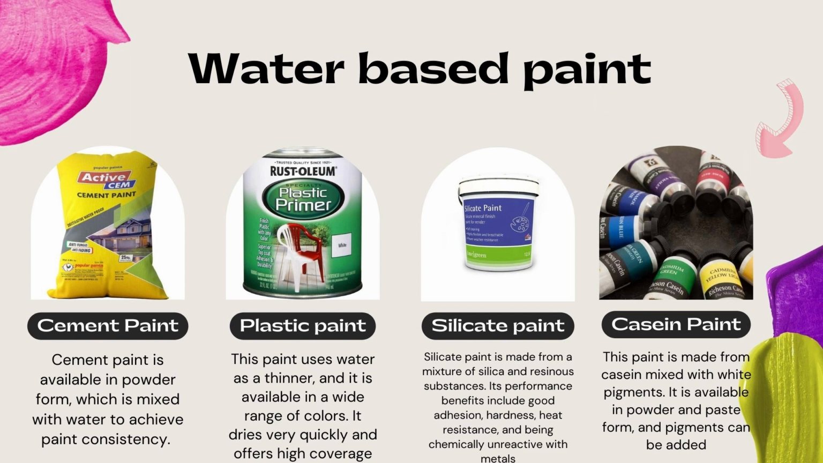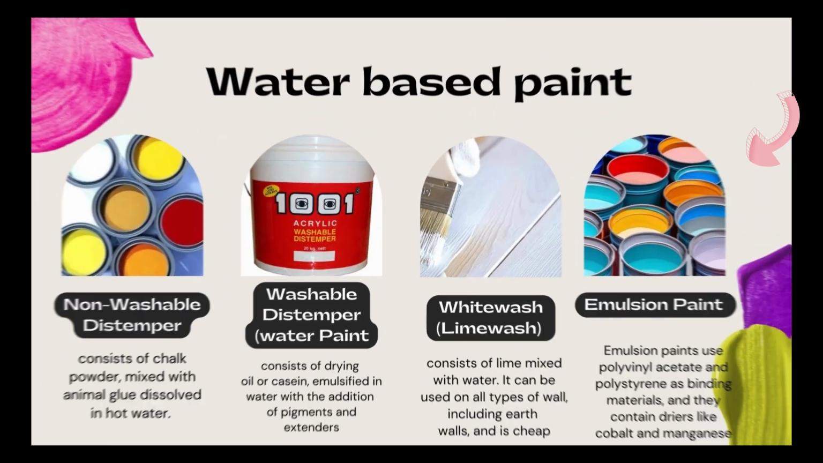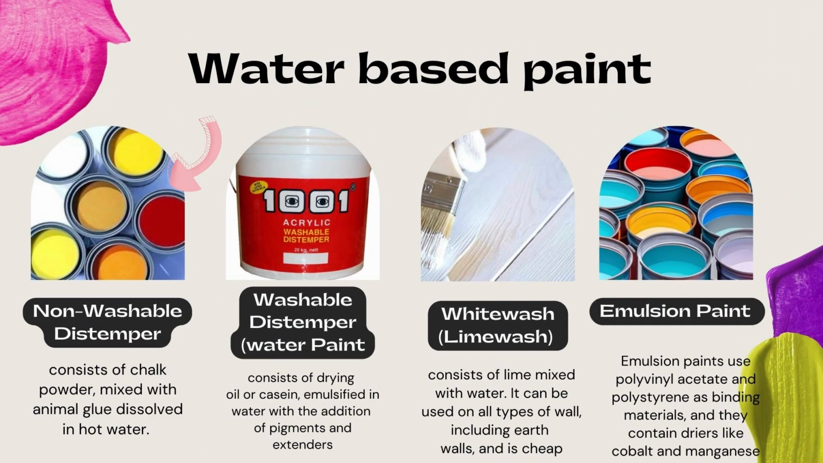Casein paint. This paint is made from casein mixed with white pigments. It is available in powder and paste form, and pigments can be added. Casein paint is commonly used to paint walls, ceilings, and wood. Non-washable distemper consists of chalk powder mixed with animal glue dissolved in hot water. It is cheap but easily rubbed or washed off and therefore suitable only for whitening ceilings.